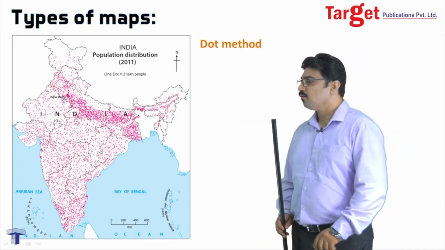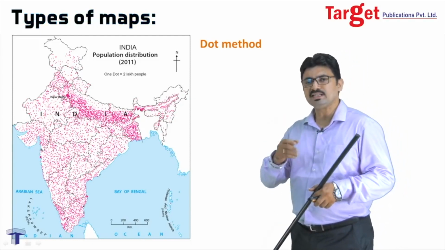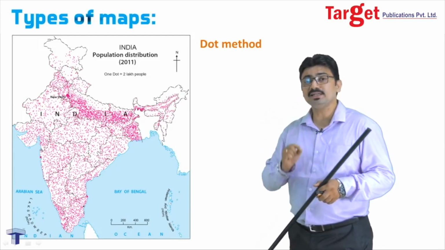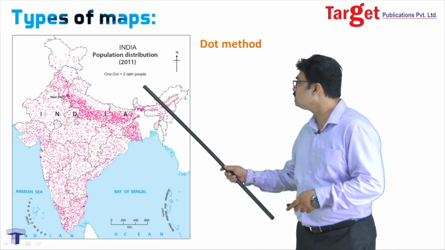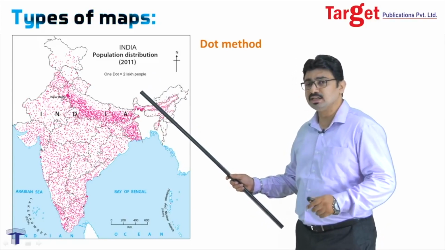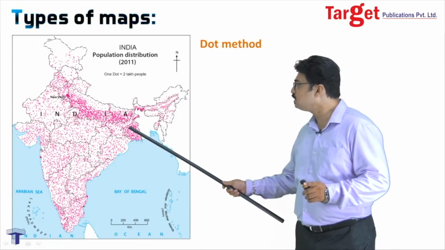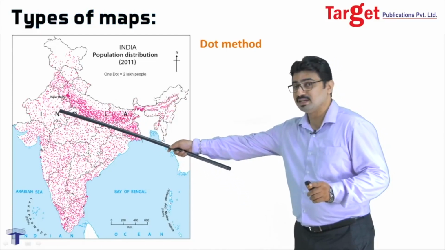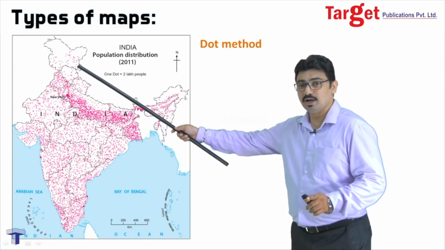In the dot method, various dots are used to indicate a particular feature of the region. Let's say population. Dots are used where each dot represents a particular population. For example, here one dot represents 2 lakh people, right? Also, the number of dots in a region will determine the density of population. Here we can see there is a huge density of population in these areas. There is very less density of population in the western areas. There is extremely less density of population in the northern region, in Jammu and Kashmir.